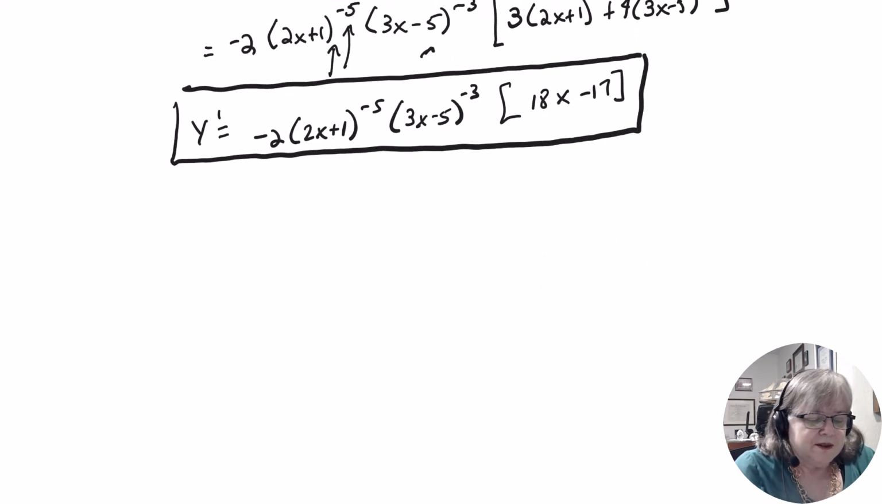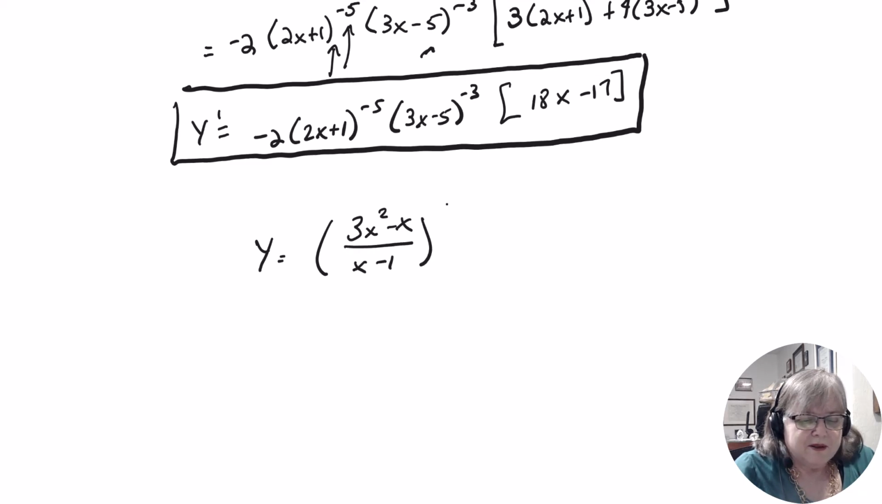Okay, let's do y is equal to 3x squared minus x over x minus 1, to the fourth. Now, we've got inside the parentheses, we've got a quotient. And outside, we have this fourth power. So the outside is the power rule. Okay?